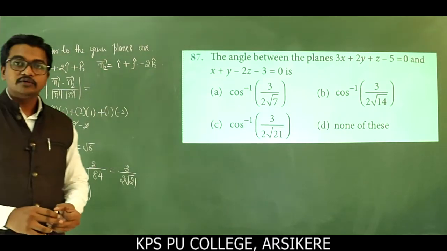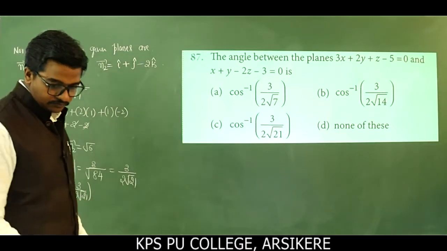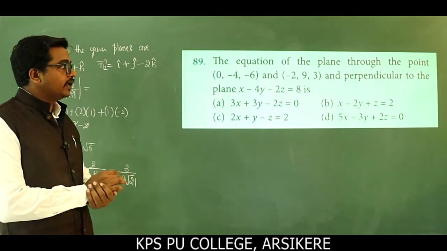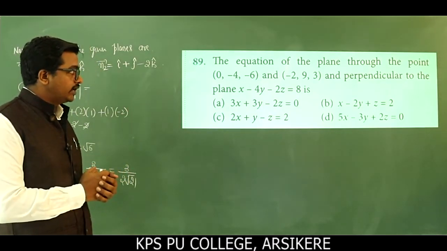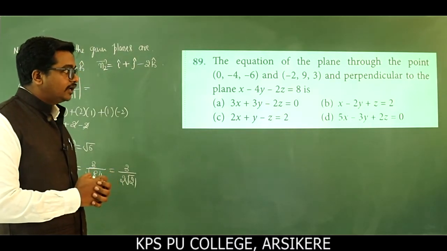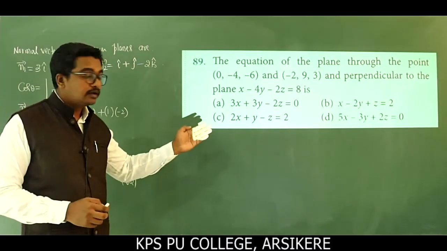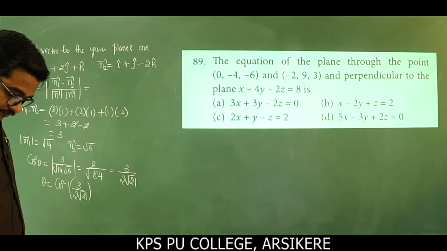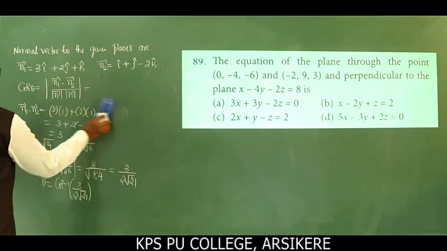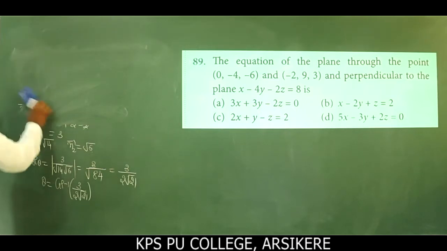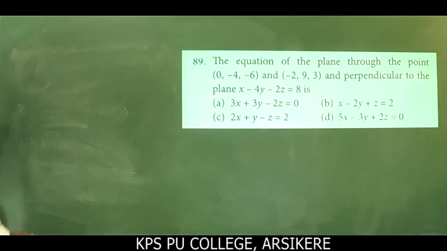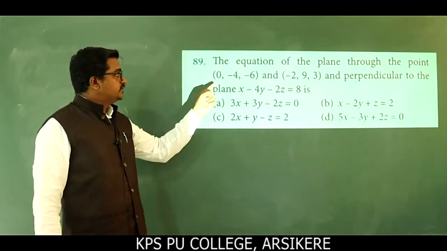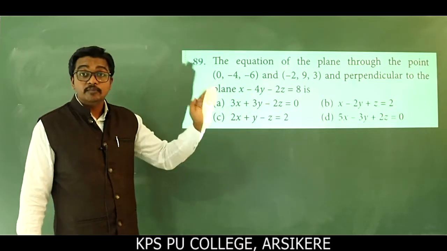Now dear students, we are moving to the next question. The equation of the plane through the points (0, -4, -6) and (-2, 9, 3) and perpendicular to the plane x - 4y - 2z = 8 is, you need to find that.